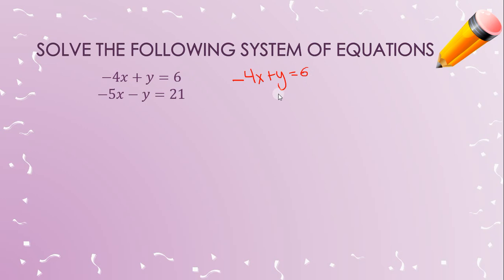So I need to solve for y. So I'm going to add 4x to both sides. And I'm going to get 4x plus 6. So now, since I got that, I'm going to, into the bottom equation, substitute 4x plus 6 wherever I see y. So I have negative 5x minus, I found y. So since I have y here, I need to substitute whatever y is equal to, which is 4x plus 6.